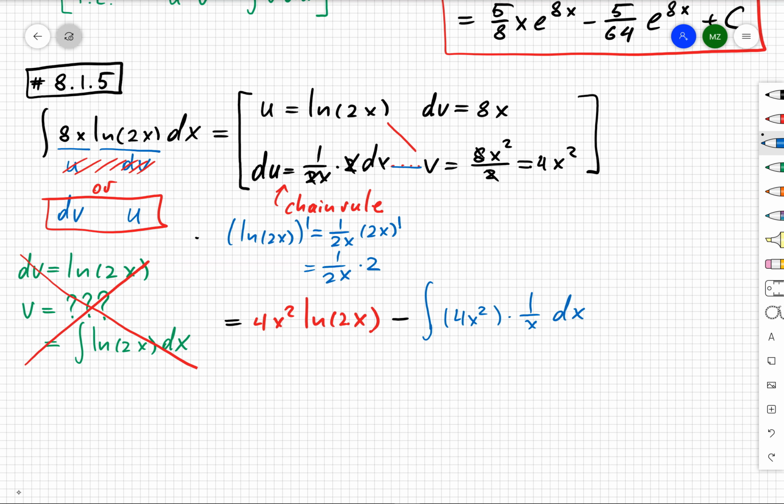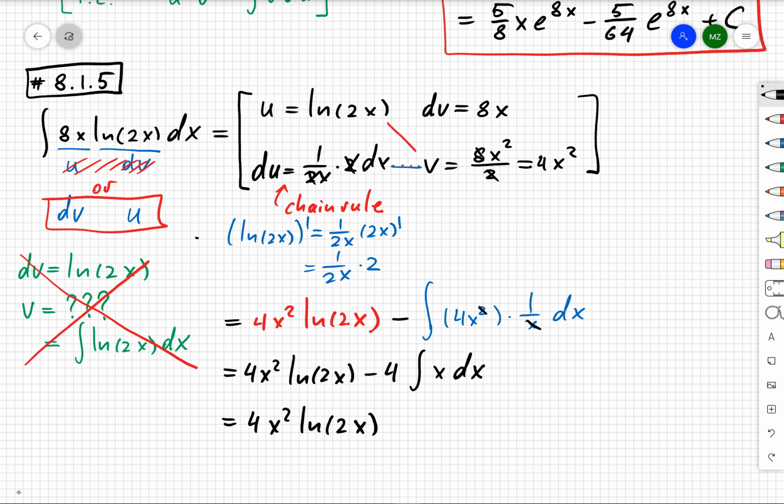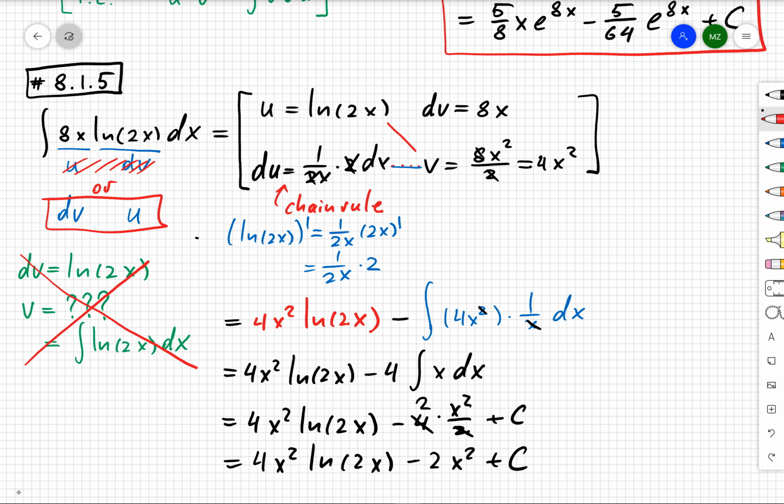And again, applying the integration by parts, I will have u times v minus the integral of v times du, where my integral is going to be equal to 4x squared times 1 over x dx. And you can see what I'm going to obtain. I'm going to obtain just 4x squared times ln of 2x minus 2x squared plus c. And that is going to be the final answer for this problem. Yeah, let me know if you have any questions about any step, but I feel like you should find that computation pretty straightforward.